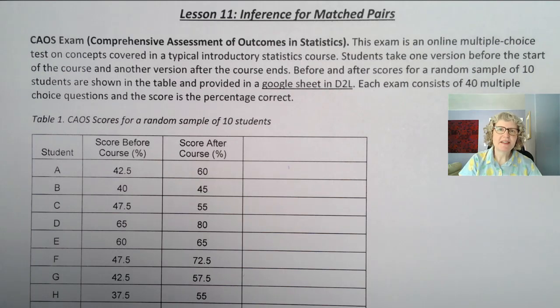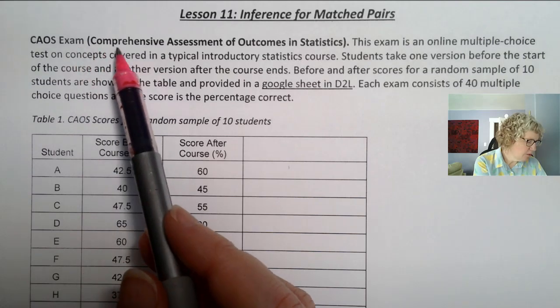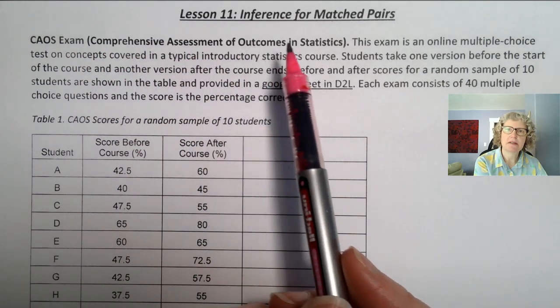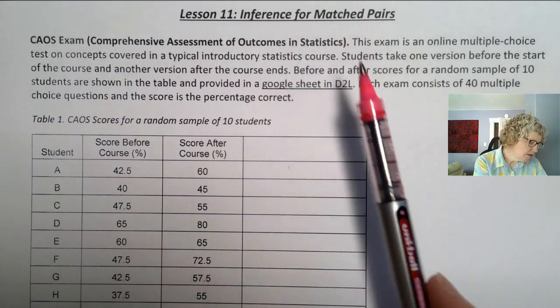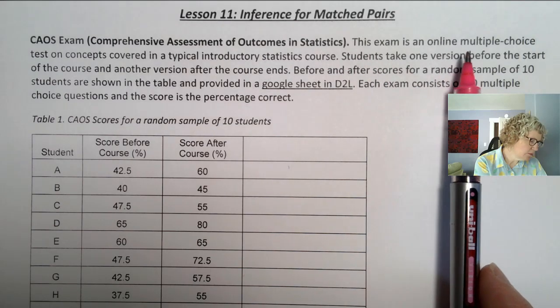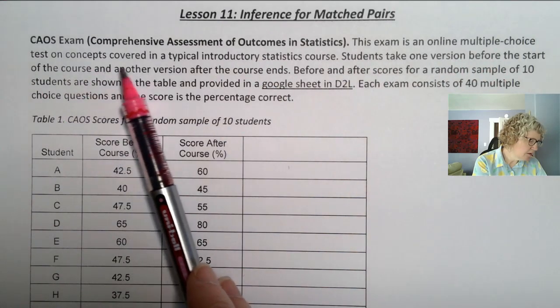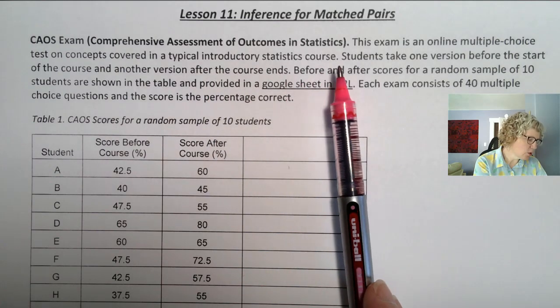Hi again. So in this lesson, we're going to talk about inference for matched pairs, and what that means. So let's look at an example to see. The CAOS exam, Comprehensive Assessment of Outcomes in Statistics. This exam is an online multiple choice test on concepts covered in a typical introductory stats course.